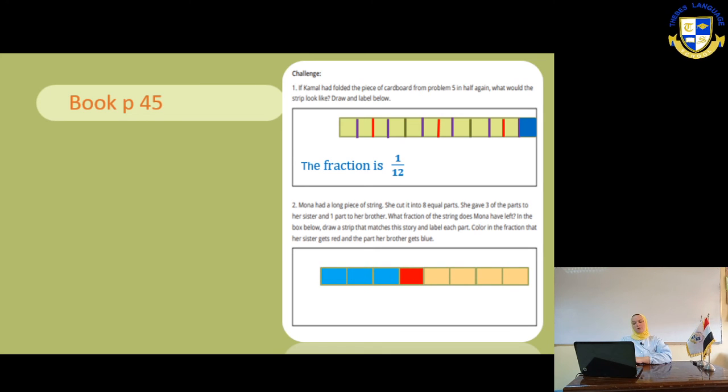Okay. Number 2, Mona had a long piece of string. She cut it into 8 equal parts. She gave 3 of the parts to her sister and 1 part to her brother. What fraction of the string does Mona have left? In the box below, draw a strip that matches the story and label each part. Color the fraction that her sister gets red and the part her brother gets blue. We are going to draw the fraction strip, cut it into 8 equal parts.